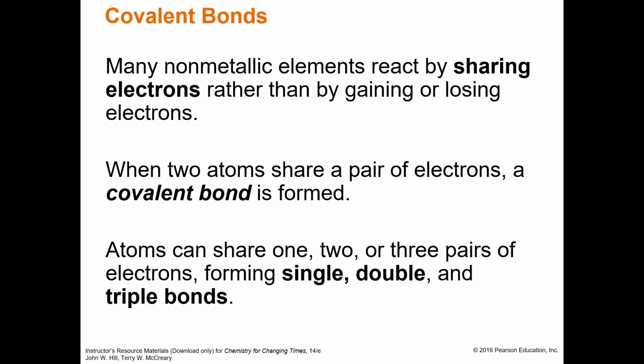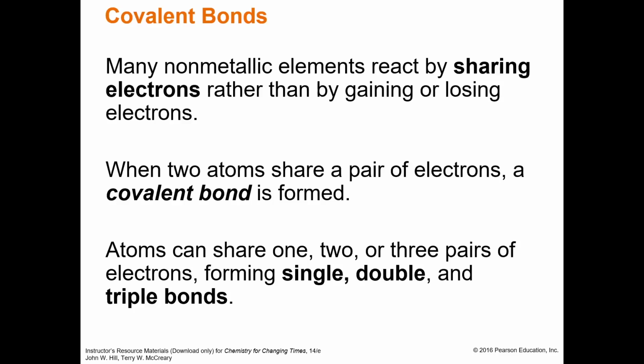So when 2 atoms share a pair of electrons, a covalent bond is formed. Atoms can share 1, 2, or 3 pairs of electrons. Sharing a single pair of electrons, which is 2 electrons, is called a single bond. Sharing 2 pairs of electrons, which would be 4 total electrons, would be a double bond.